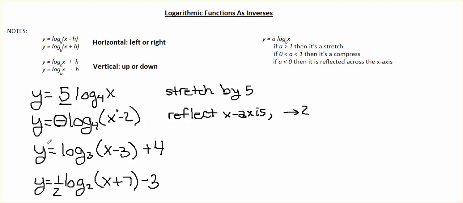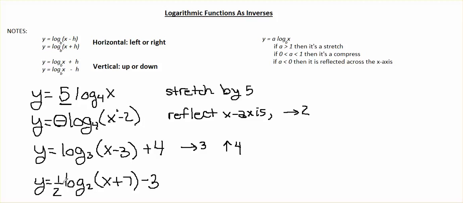Our third example has no number in front, so we're going to move to the number inside being subtracted from x before we take the log, and that number is 3. So we have a horizontal shift, and because it's a subtract by 3, we are going to be moving to the right by 3. Now we're adding this number 4 to our logarithm afterwards. So we are affecting the y values. So we are moving our graph either up or down. And we know that if we add something, we will be moving our graph up by 4.